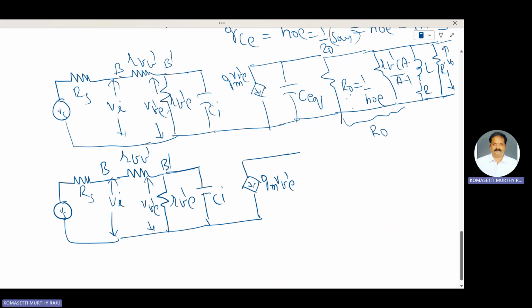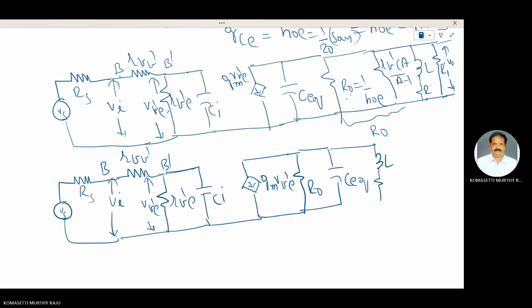R naught, this is low value, this is high value, low value in parallel with high value, that is R naught. C equivalent. Next one is RL, and Ri. Across this is V naught.